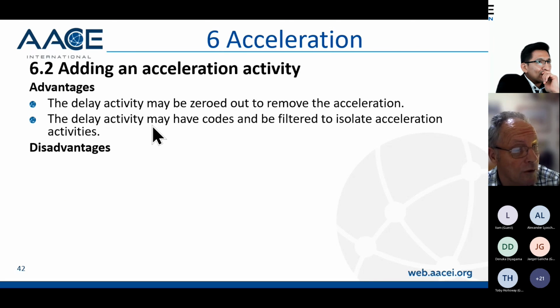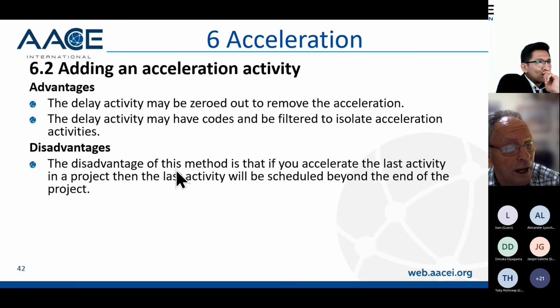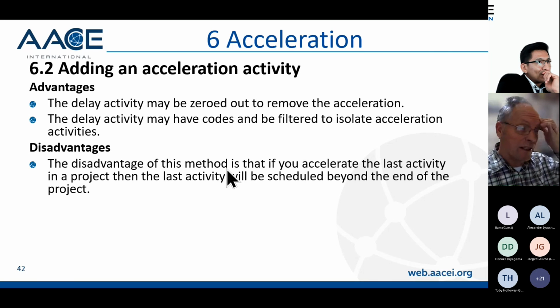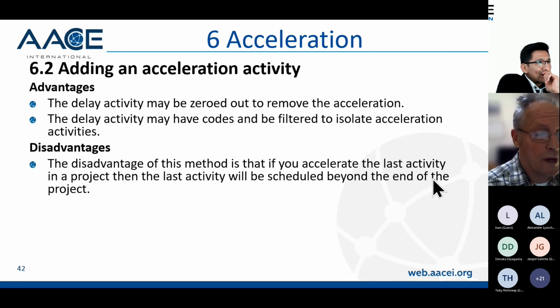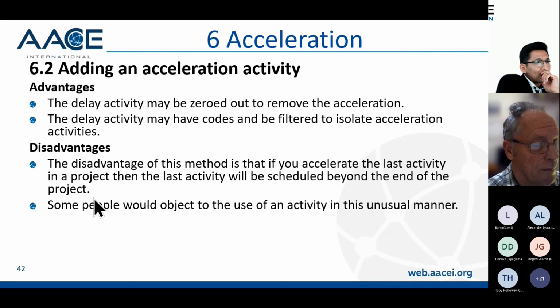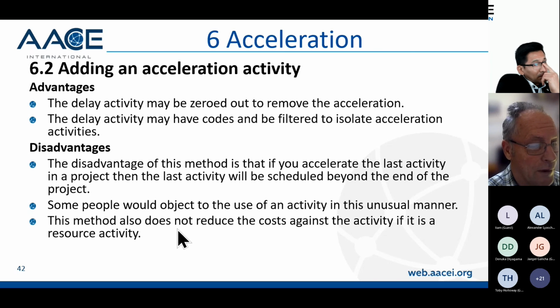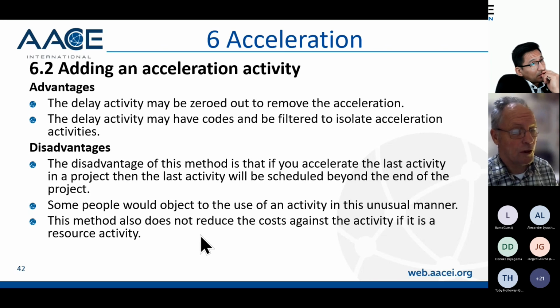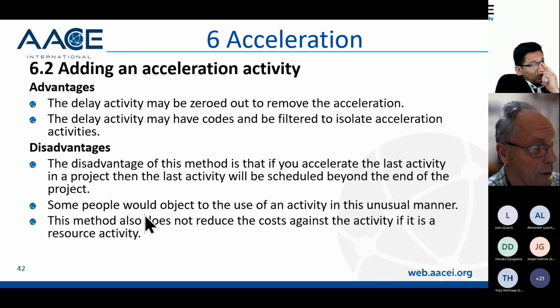Also, you can assign costs if they're costs, but the disadvantage is that if you accelerate the last activity, then the last activity will be scheduled beyond the end of the project, which is a problem. And also some people object to using activity in this unusual manner. And this method, as I say, does not reduce the cost, but you could put a negative cost against the acceleration activity if you want to.